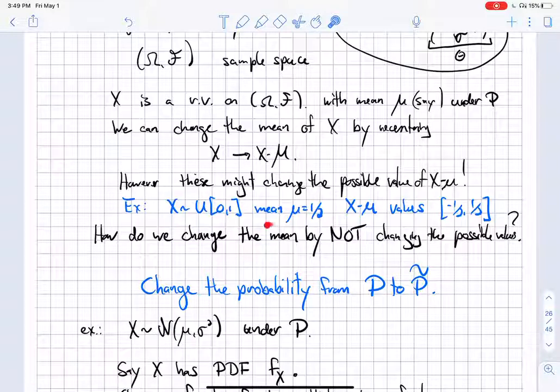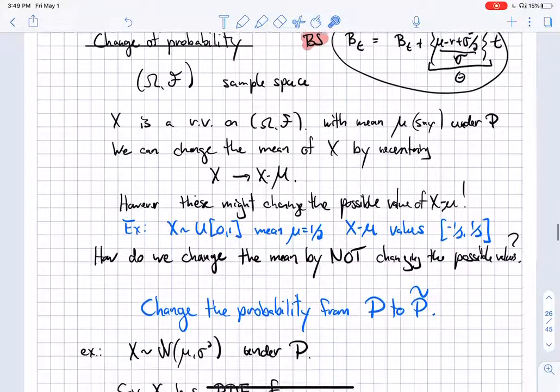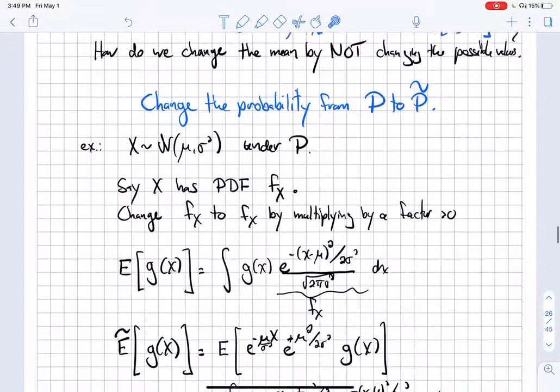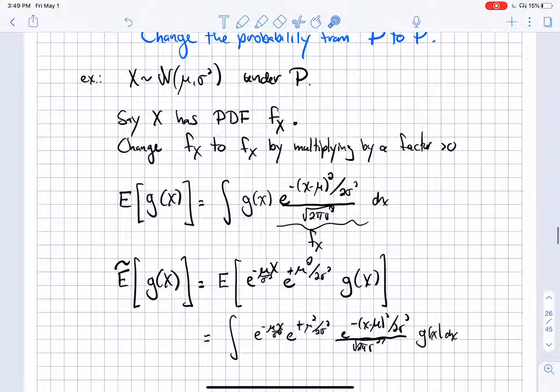So how can we change the mean by not changing the possible values? Well, the way to do this is to actually change the probability on the sample space. The new probability, we're going to call it P tilde, and the only thing we're going to do is change the different weights that you give to every value. So here's the main example. I'm just going to do Gaussian. There are more examples in the book, but what is important for us is Gaussian, normal random variable.